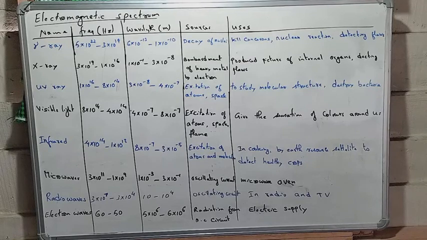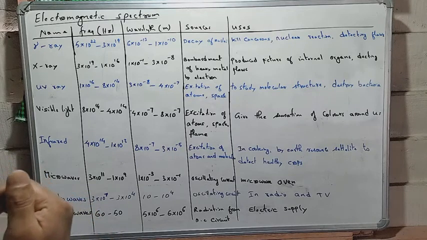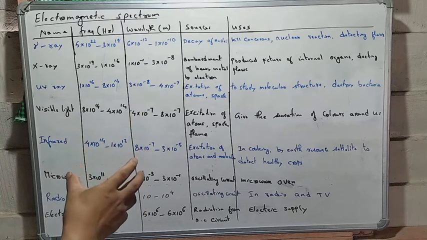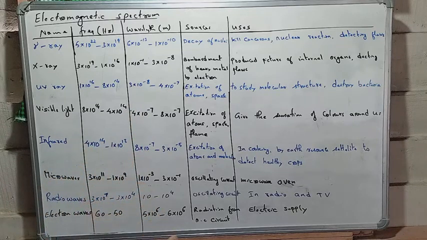Okay, this is the electromagnetic spectrum. The electromagnetic spectrum is defined as the orderly arrangement of electromagnetic waves according to their frequency or wavelength. As you can see in this table, I have drawn it so that it will be easier for you to understand the electromagnetic spectrum.